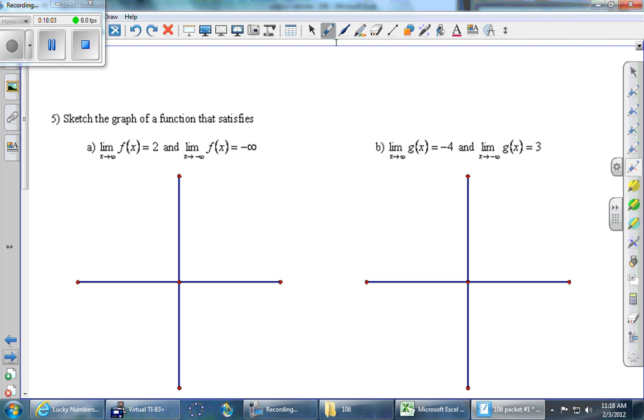Okay, and you don't have to read all the symbols, but in part A, there's a couple of limits I want your graph to satisfy, and then in part B, different ones. So see if you can come up with two different graphs that satisfy those.